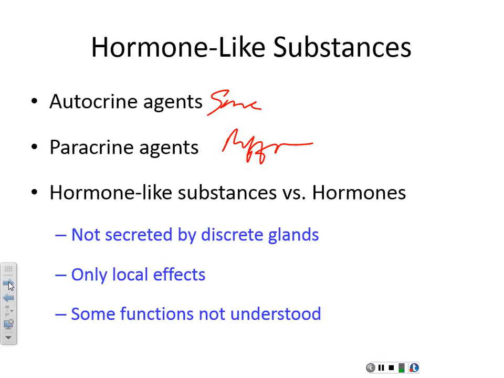So if I ask you to compare hormone-like substances with actual hormones, then you talk about how some of the functions of these hormone-like substances are not really clear. You talk about how these hormone-like substances only act locally; they do not go anywhere, unlike hormones, which travel systemically in the blood. And hormones are secreted by discrete glands, like the pancreas, like the thymus, but not these ones. They're secreted by diffuse cells. So know the differences between hormones and hormone-like substances.